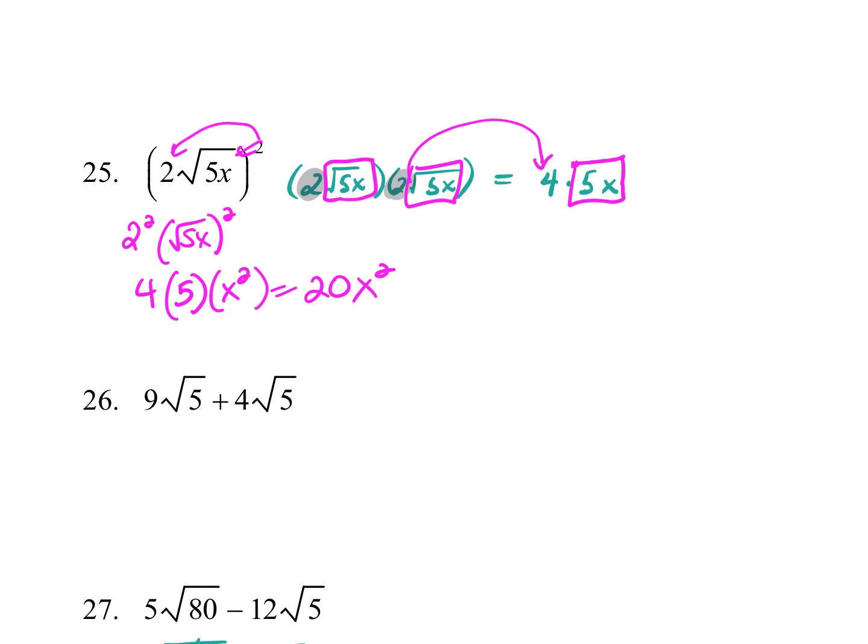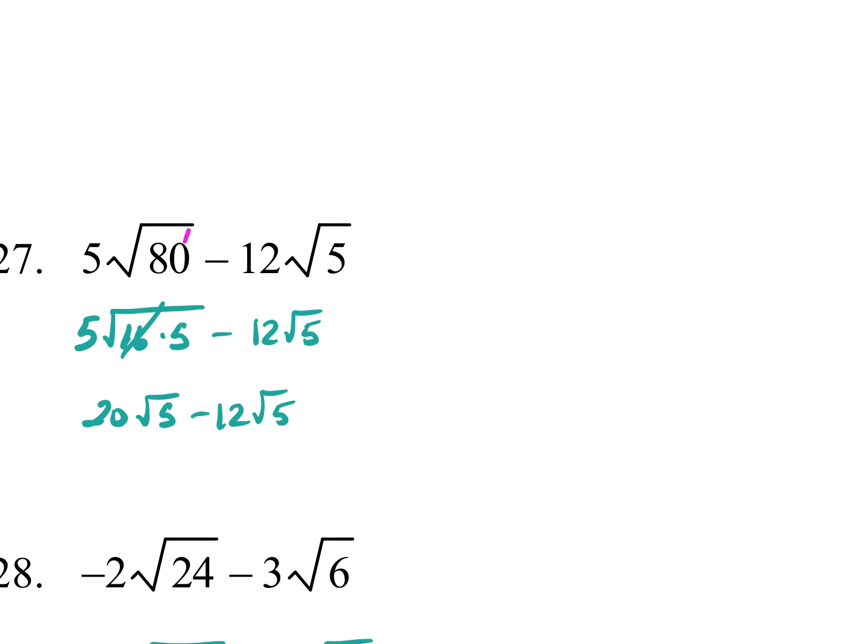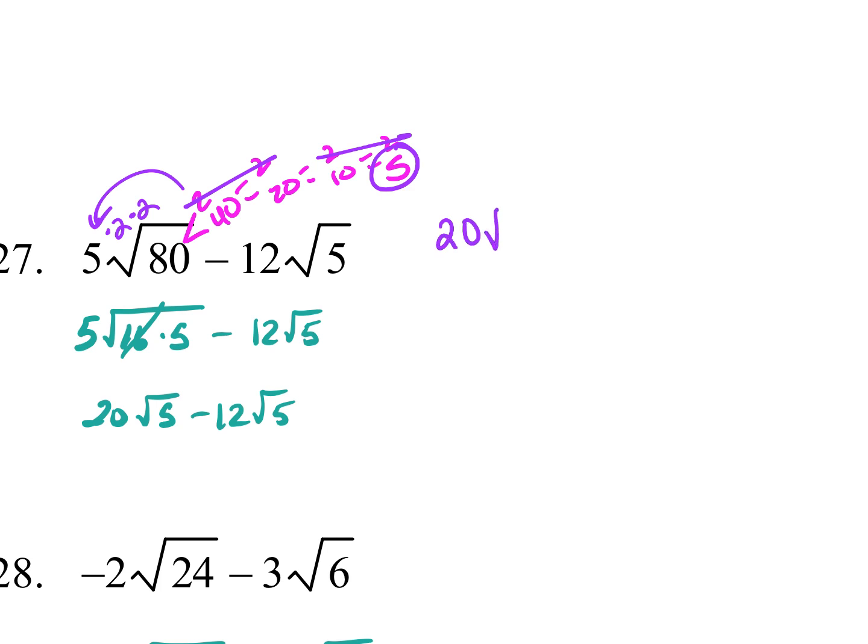For 27, how'd you get 5 under the radical? So 4, you mean from this one? Yeah. Okay, so 80 is 2 and 40, 2 and 20, 2 and 10, 2 and 5. That's one pair of 2 is going to come to the outside, and then a second pair of 2 is going to come to the outside, and 5 is left underneath. So 5 times 2 is 10, times 2 is 20, square root 5 minus 12 square root 5.